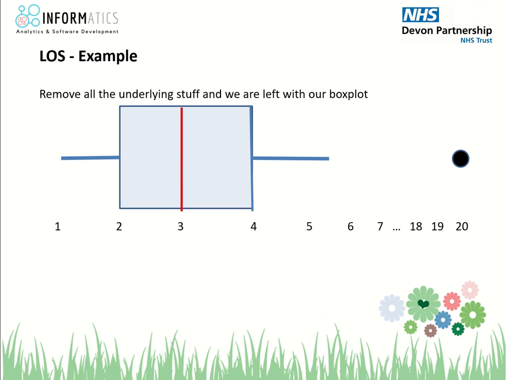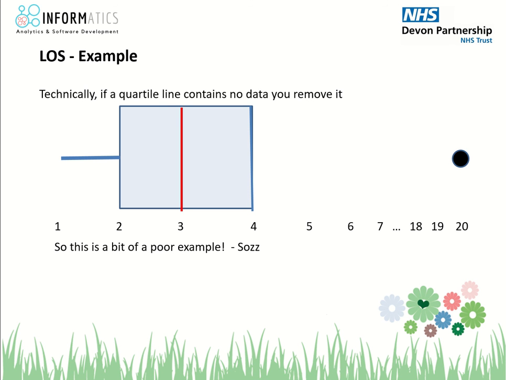So removing all the underlying stuff, we're left with our box plot, which is looking like that. So this example, obviously not strictly to scale, but hopefully you get an idea. So technically, if a quartile line contains no data, then we don't plot it, we remove it. So we take that one off, and that's what a box plot should look like with the data that we had. So that was a little bit of a poor example, but just try to make it as simple as possible to understand.